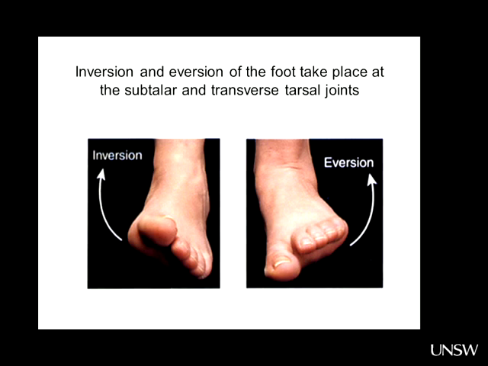Okay? Now the movements that occur at the subtalar and the transverse tarsal joints are inversion and eversion of the foot. All the ankle does is dorsiflex and plantar flex, right? The ankle joint proper. And these other movements occur at the joints between the tarsal bones. So inversion is to turn your foot so the sole faces inwards, and eversion is to turn it so that the sole faces outwards. Okay?